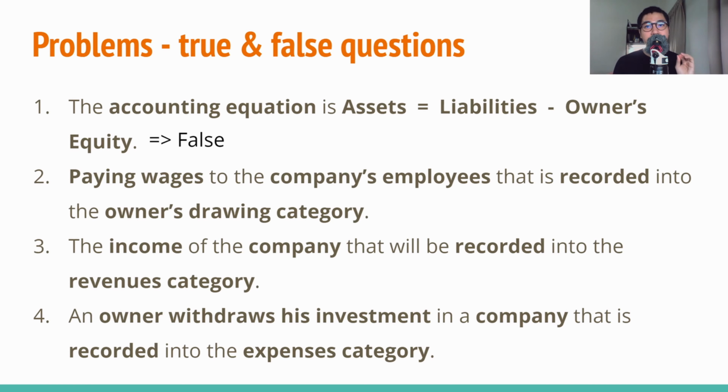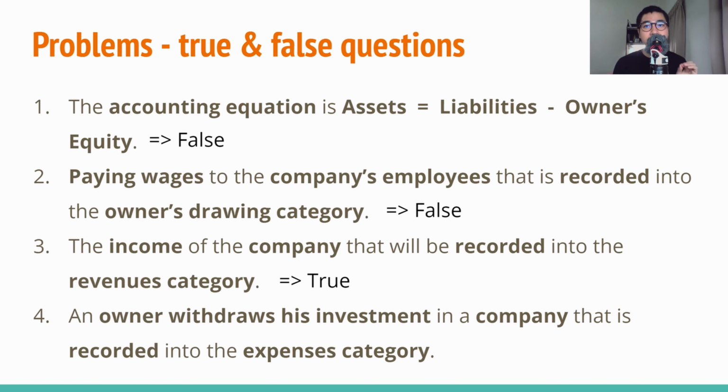The second is paying wages to the company's employees. That is recorded into the owner's drawing category, true or false? Let's see the answer. The answer is false, right? Because paying wages for employees has to be recorded in the expense category, okay? The third is the income of the company will be recorded into the revenues category, true or false? Let's see the answer. The answer is true, right? Because the revenues category stores the money generated from sales of goods or the performance of services in normal business operation.